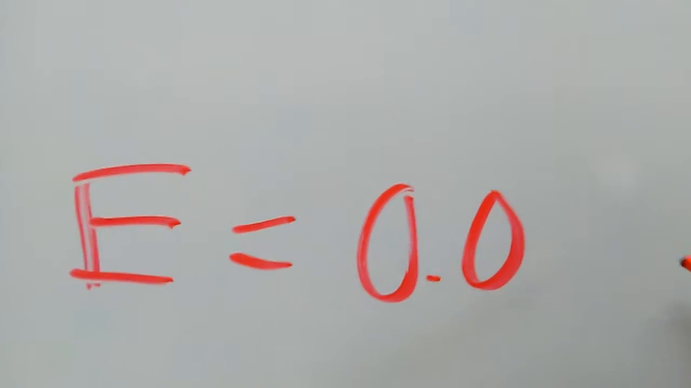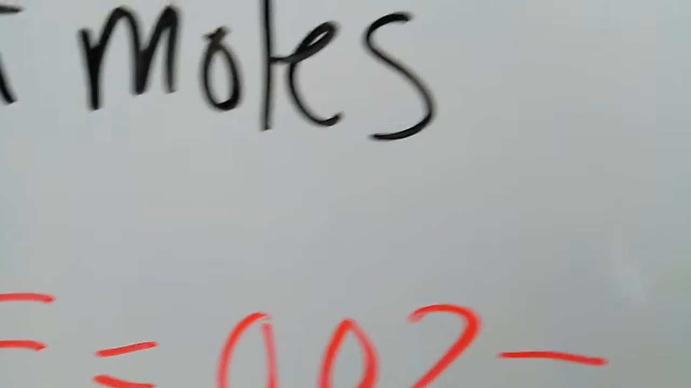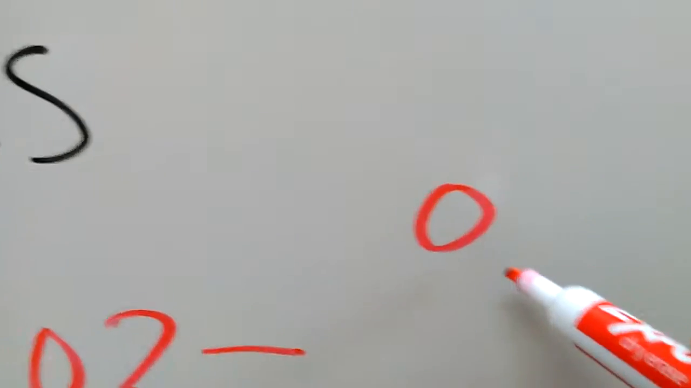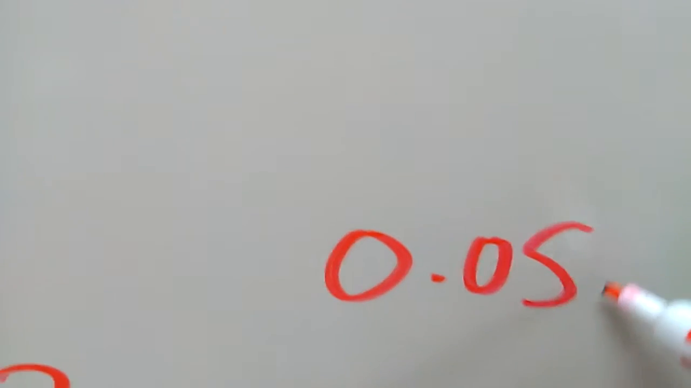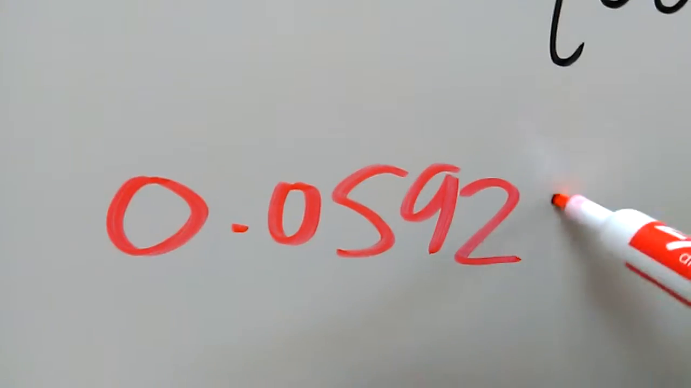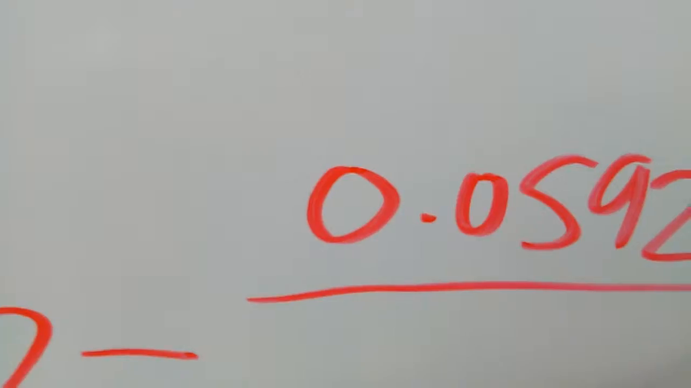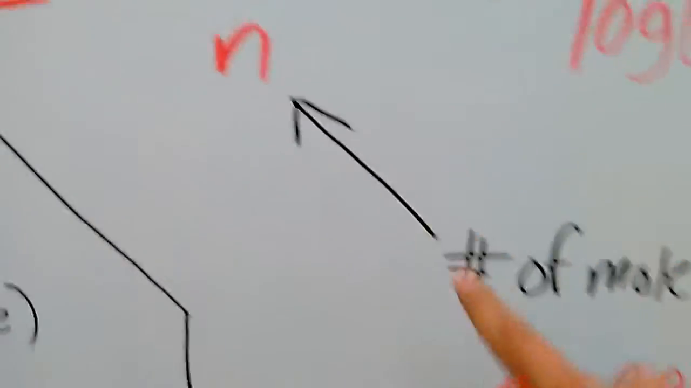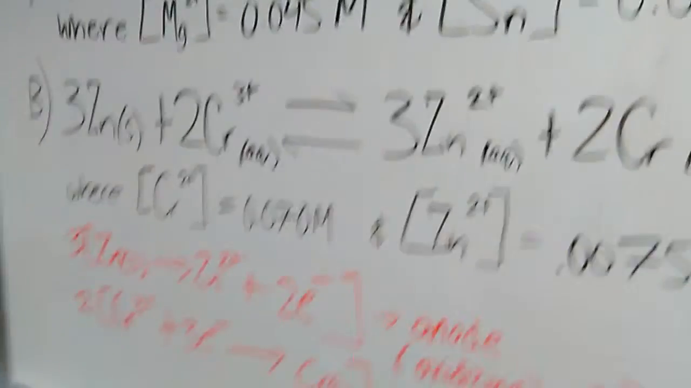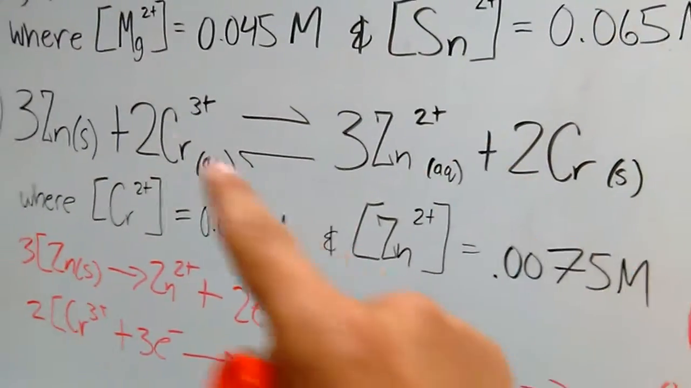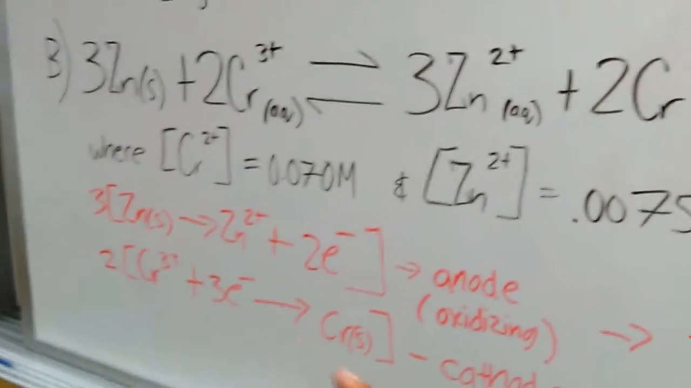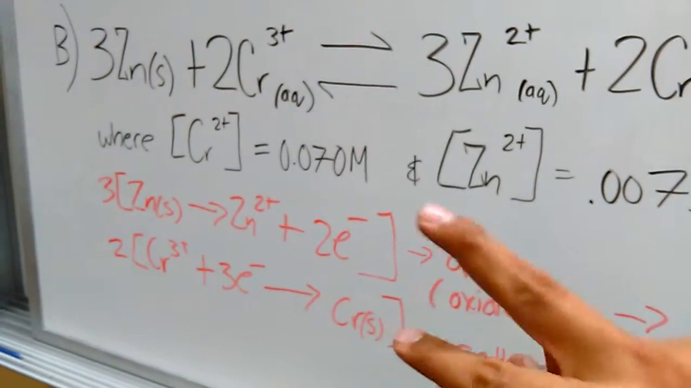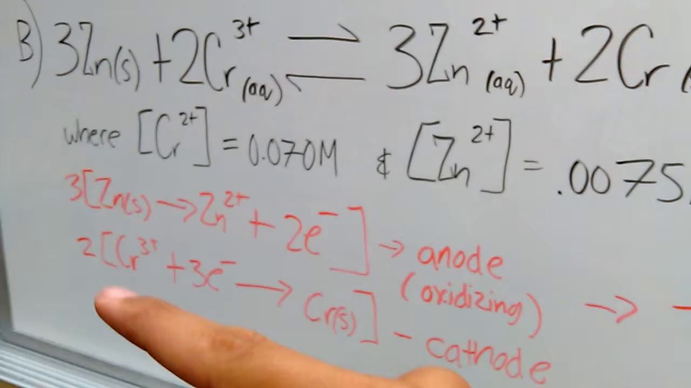0.02 volts, and you're going to minus 0.0592 volts all over the number of moles. You see here your number of moles. So our number of moles here is actually going to be 6 moles. If you look at your charges, you're going to want to equalize them. Here you multiply the opposite, so you multiply this by 3 and this by 2, and in other words you're going to get 6.